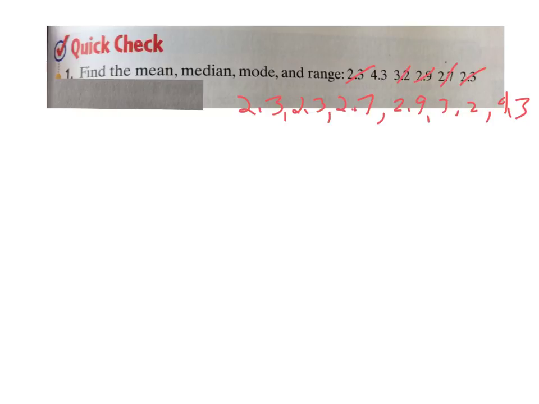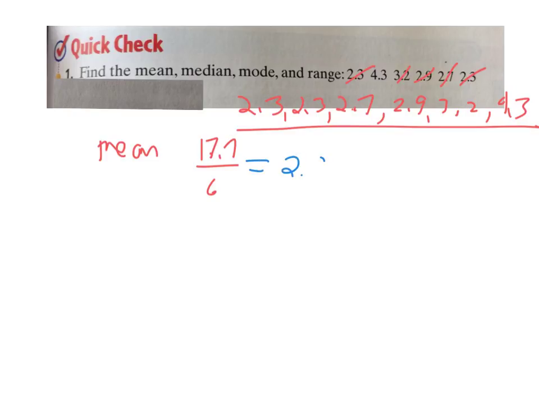So the mean means I add those all together. So I'm going to add up all these numbers, which is, so I'm going to put the mean here. So that's 17.7 when I add them together and divide by 6, because again there's 1, 2, 3, 4, 5, 6 numbers. So we can add those all together for the mean and divide by 6, and then we get 2.95.